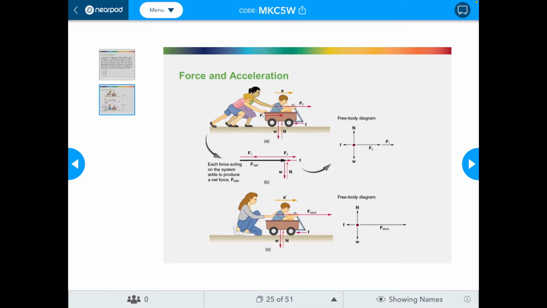But for the second version with the adult, she's pushing with a larger force than the two individual girls together were pushing with. So you can see the arrow is much longer for the adult than the two children. And again, we would just take that force, subtract the frictional force away, and voila, we have our net force.